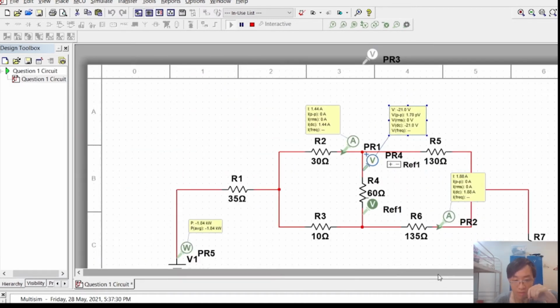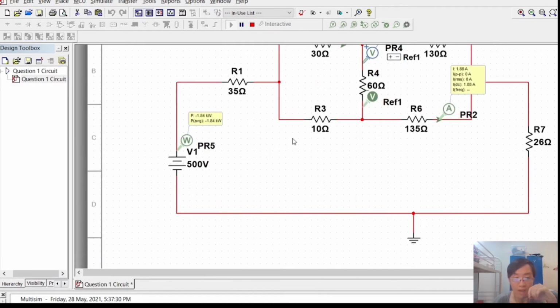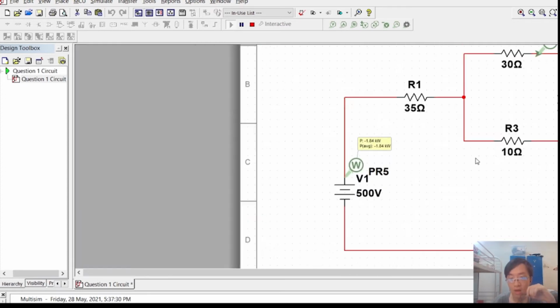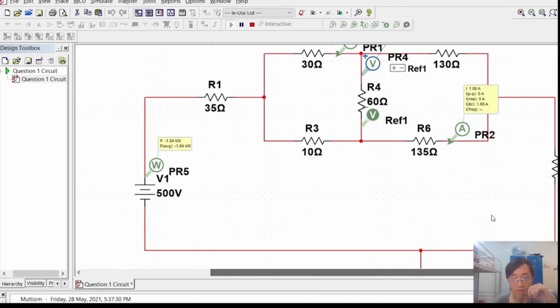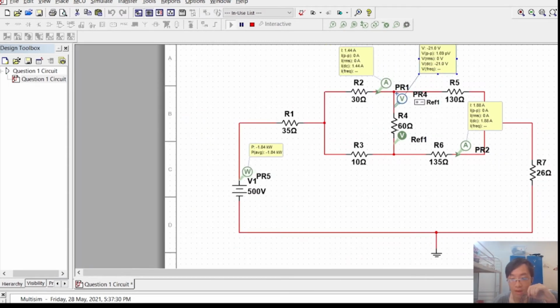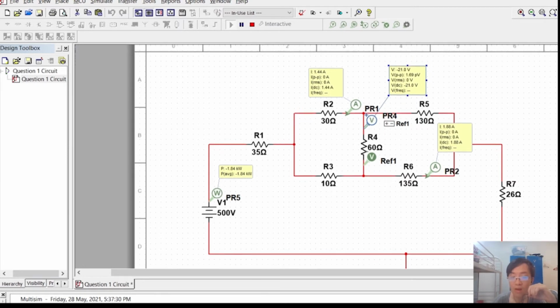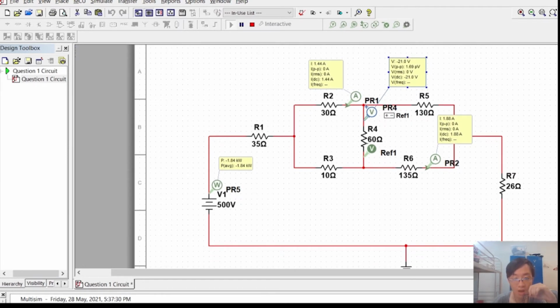Finally we need to see the power of the voltage source. Here it is negative 1.84 kilowatts. So the answer is the same as my solution. So this simulation proves that I can verify my answers are all correct.